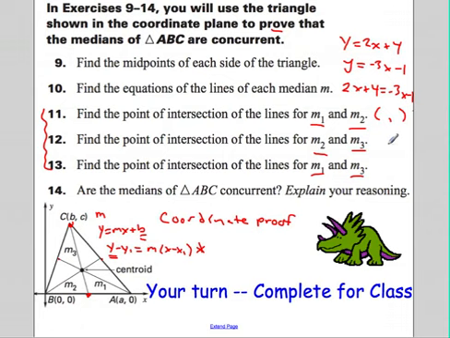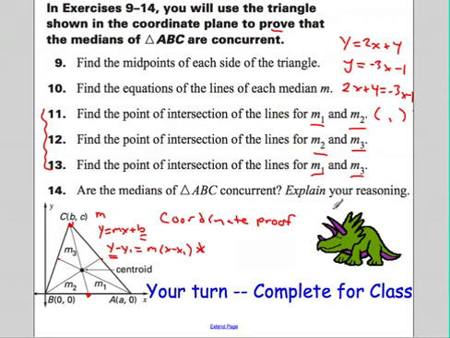It'll probably be some sort of fraction with some letters. And then it'll ask, are the medians concurrent? Explain your reasoning. Basically, if all three of these have the same intersection place, then that is your centroid. They are concurrent because they intersect at the same point, called the centroid. That would be kind of your reasoning. So check that one out.